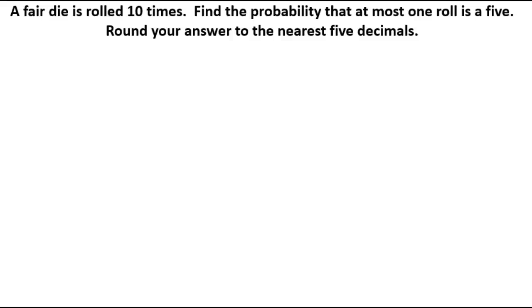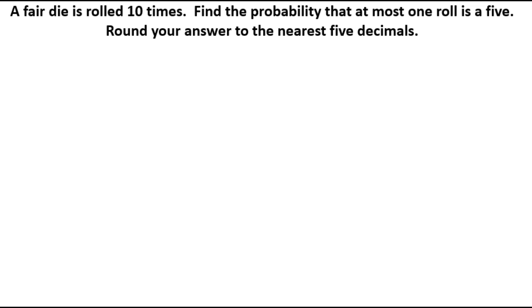We're continuing our progression into probability, but this one is a binomial probability problem. It says a fair die is rolled 10 times. Now, a fair die just means basically that it's not weighted. And unless it specifies, we're going to assume that the die has 6 sides to it, which is a key component. But a fair die is rolled 10 times. We are to find the probability that at most one roll is a 5.